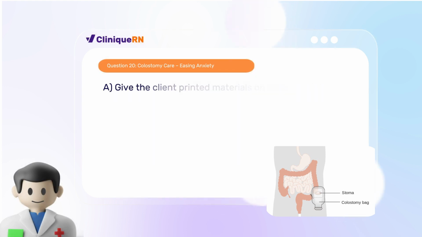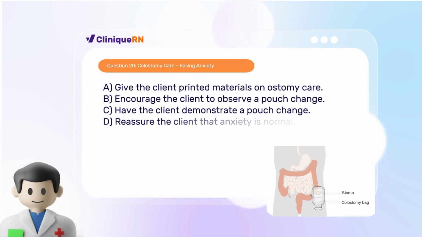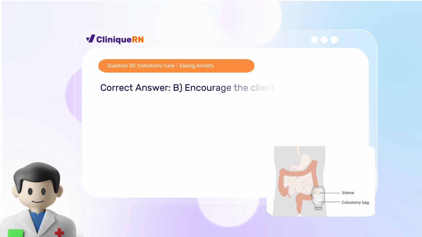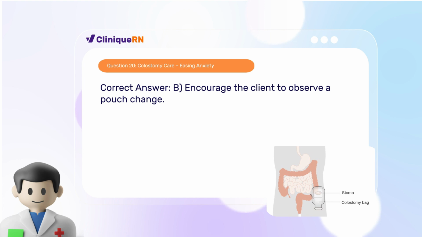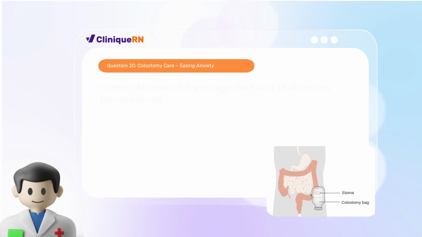A. Give the client printed materials on ostomy care. B. Encourage the client to observe a pouch change. C. Have the client demonstrate a pouch change. D. Reassure the client that anxiety is normal. Correct answer. B. Encourage the client to observe a pouch change.